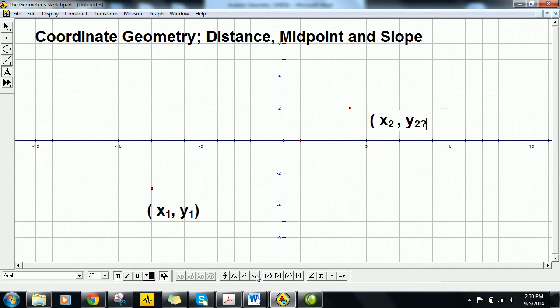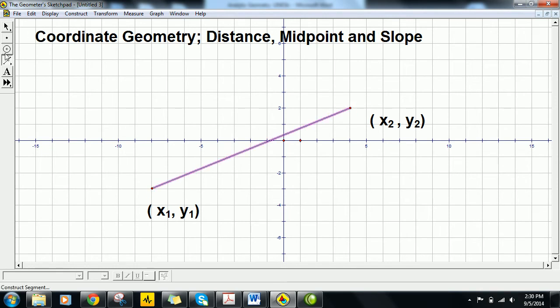Okay, so that said, given that setup, I want to quickly establish or reestablish how we can find the distance between those two, how we can find the midpoint of that segment with endpoints x1, y1, x2, y2, and how we can find the slope of the line between them, right? So let's create that segment.